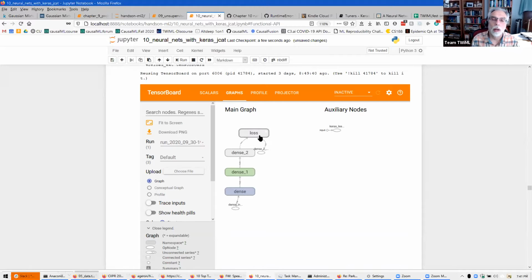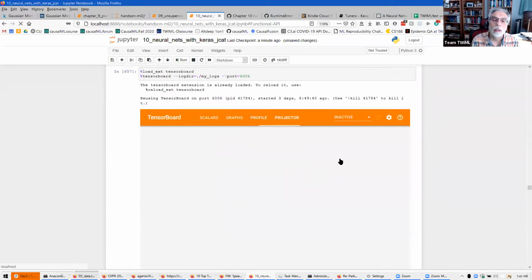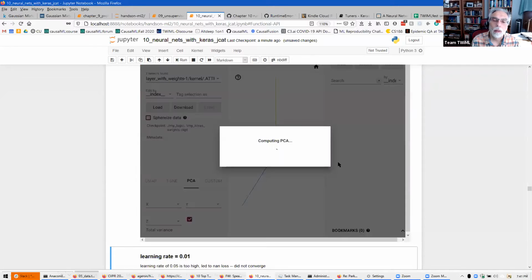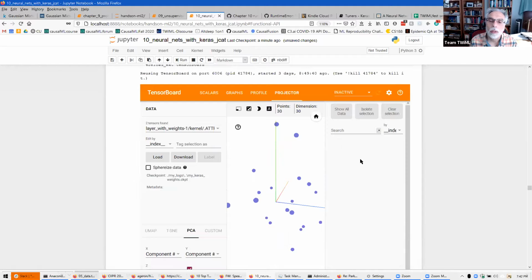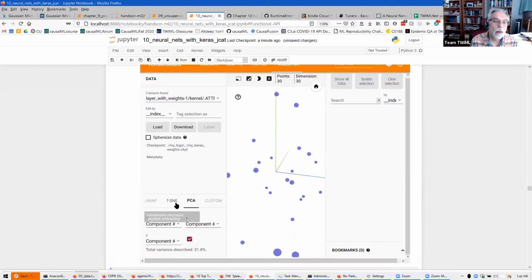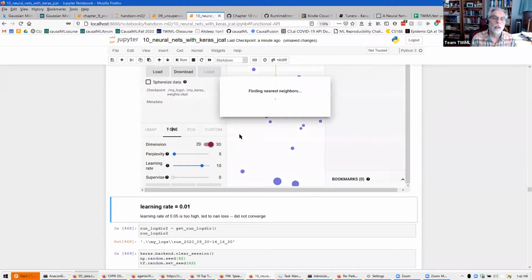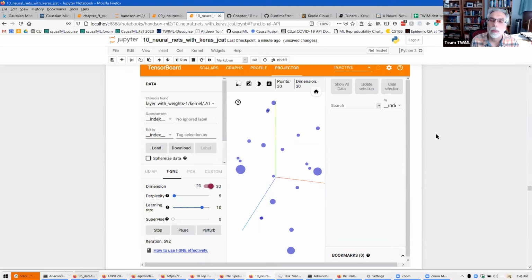Interesting. It gives you a graph of your network. Auxiliary nodes, profile. I don't know about that. Oh, some kind of a projection of the features somewhere, but it's got 3 dimensions. Okay, that's T. So it has tsne and it has PCA and it has UMAP. I have to admit this is the first time I've played with this.